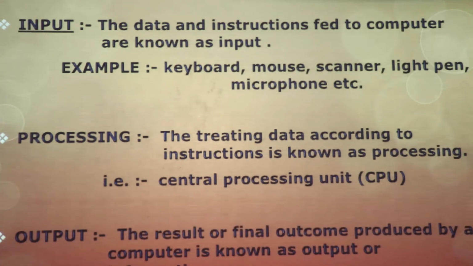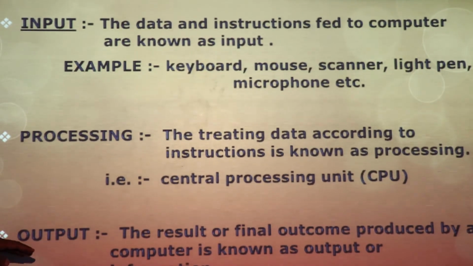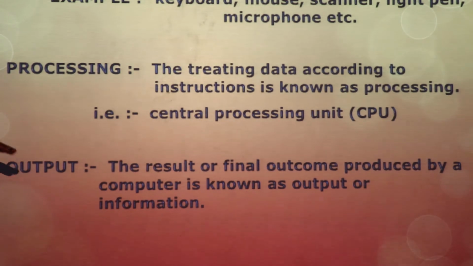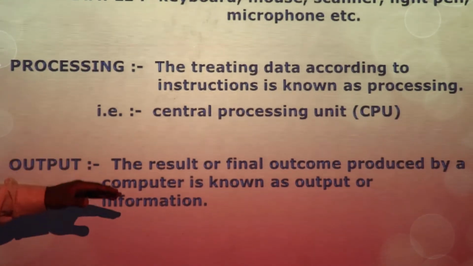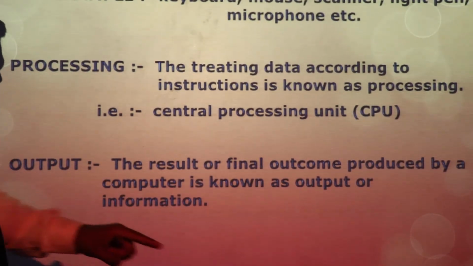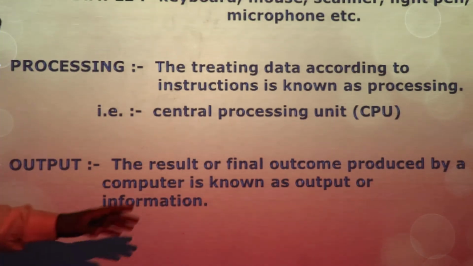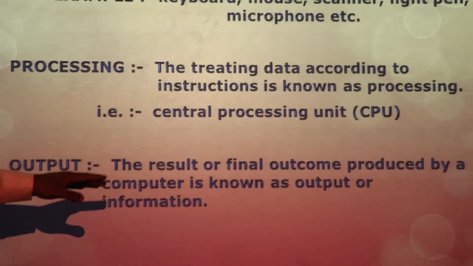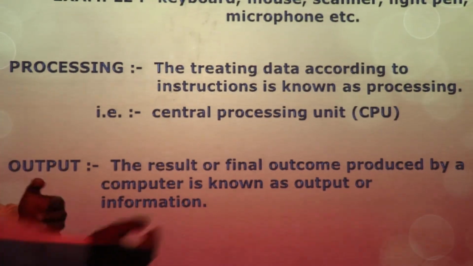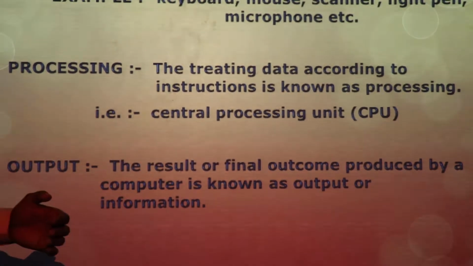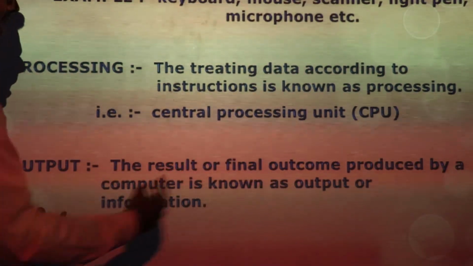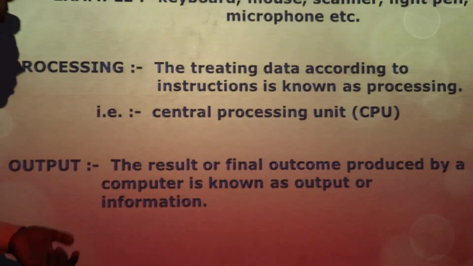Now, the last part is output. Output means the result or the final outcome produced by the computer is known as output. I think you already know about that from class 7 or 8. The result or final outcome. Outcome means what the computer gives out for the users, produced by the computer, is known as output or information.